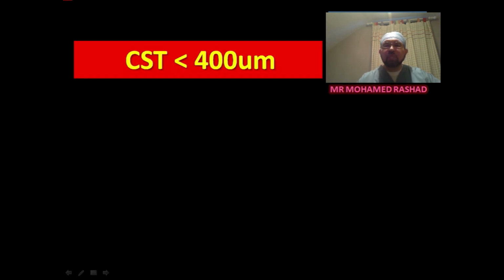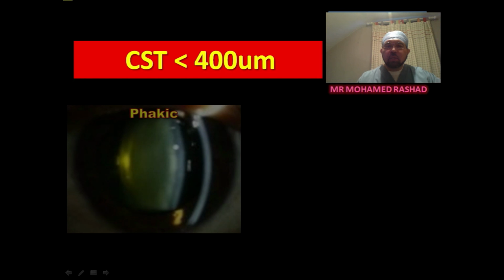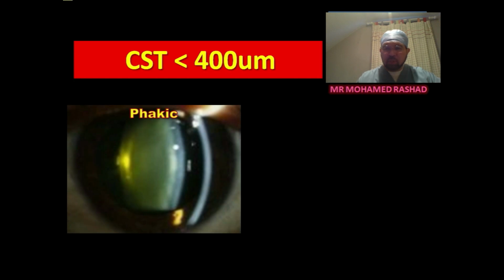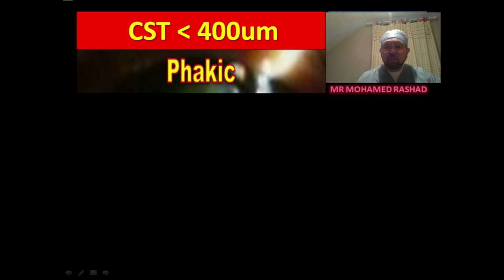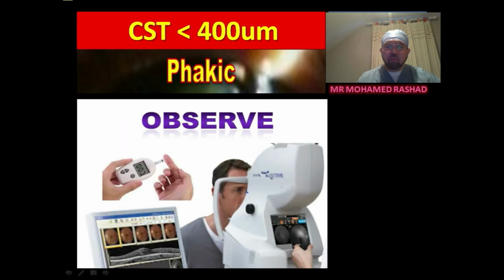So if the central subfield thickness is less than 400 microns, either the patient is phakic or pseudophakic. So you have to ask yourself if the patient is phakic or pseudophakic. If the patient is phakic, there is not much we can do. You have to observe the patient and try to control the diabetes with the other risk factors.